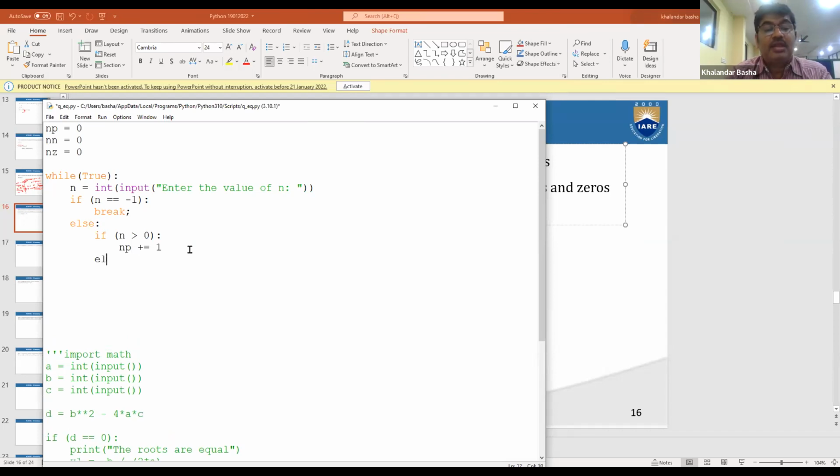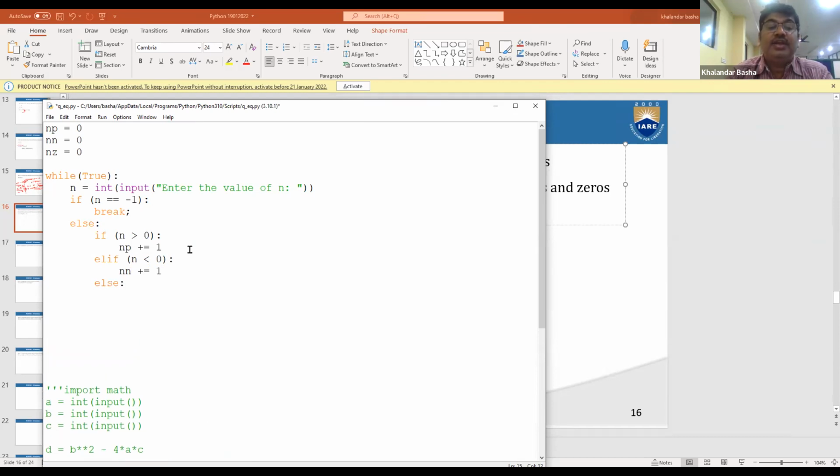Next, if n is less than 0, in this case we have to increment the count for negative numbers. So nn += 1. Else, if these two conditions fail, the given number is 0. So this you will write as nz += 1.